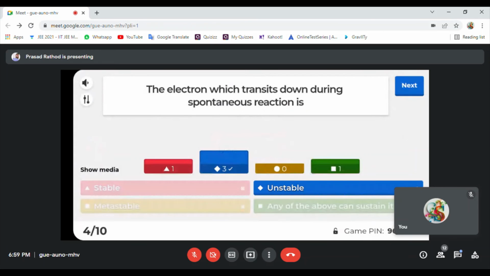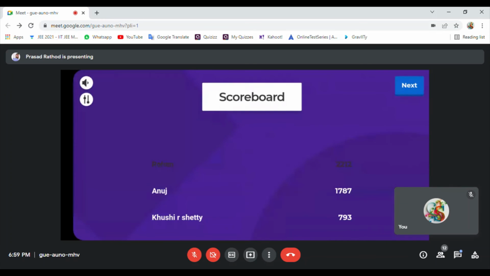Okay, so it's basically unstable that is the correct answer. Three of you have got it correct. Let's see who's leading the scoreboard now. So actually, it's again Rohan who's leading the scoreboard, followed by Anuj and then Khushi.